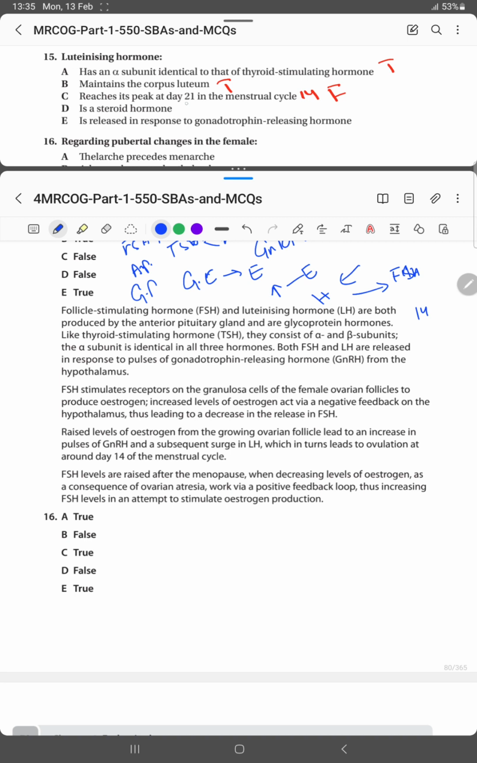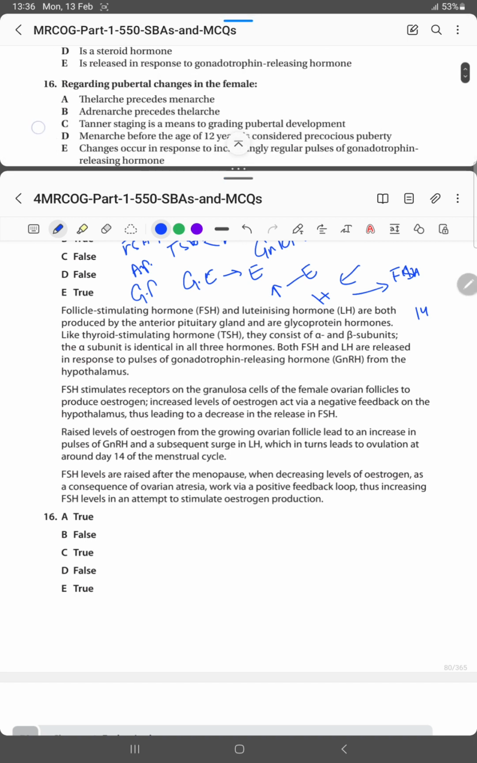It is a steroid hormone. No, it is a glycoprotein hormone, and it is released in response to the gonadotrophin releasing hormone. Yes, that is true, because FSH and LH are released by the gonadotrophin releasing hormone from the hypothalamus.